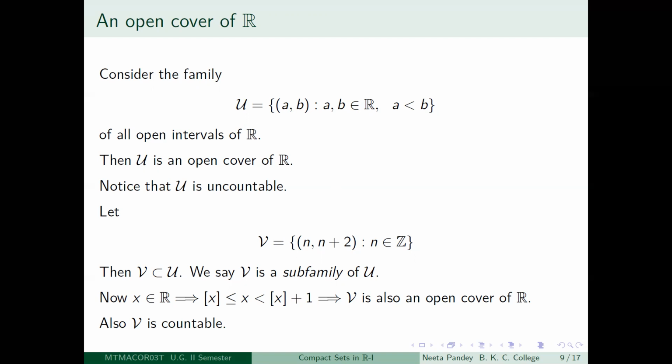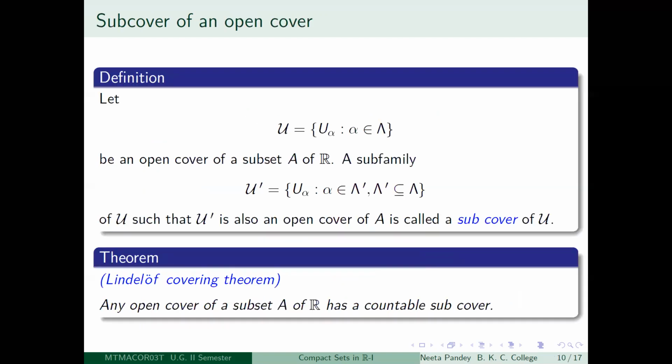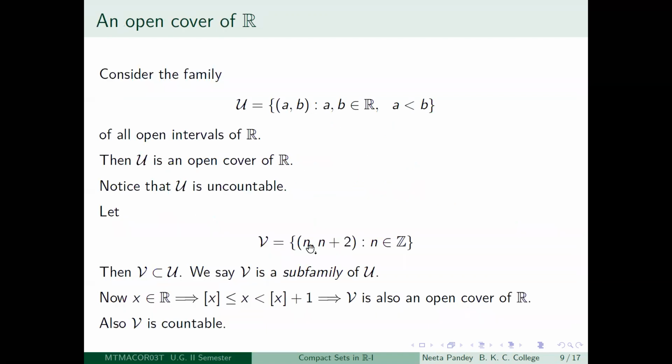This leads us to a notion which is called a subcover. So what does that say? That says that if you have any family U alpha, alpha in lambda, which is an open cover of a subset capital A, and if you look at a subfamily U alpha, where alpha is in some lambda prime, where the index set lambda prime is a subset of lambda. Okay, so that is what was happening here.